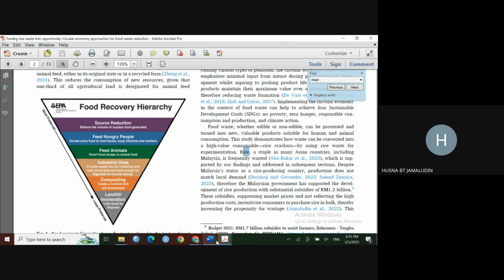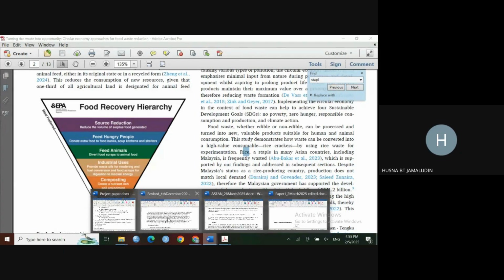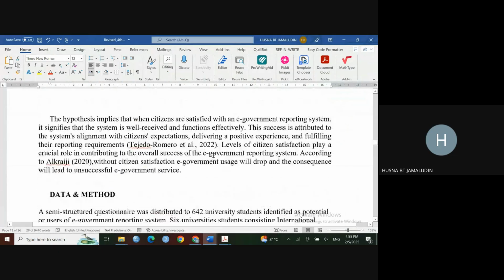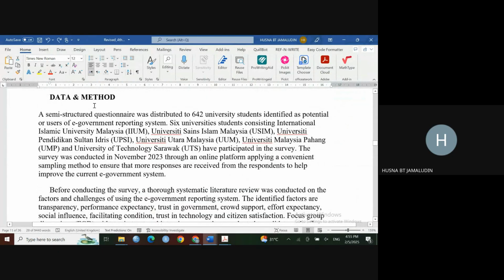Okay, for example, you are talking about students. Just now for this paper, as I mentioned to you, I was the one who did the data and method. So we are using university students. You have to justify why university students, because we identify them as the potential users of the government system, because we assume that they are the smart generation. Later on, they will be working and they will be the ones using the reporting system.